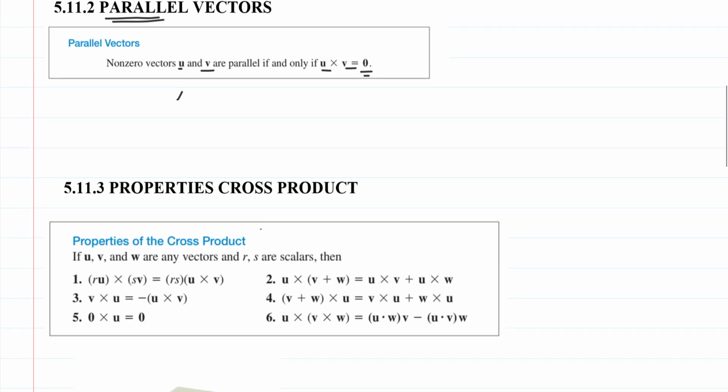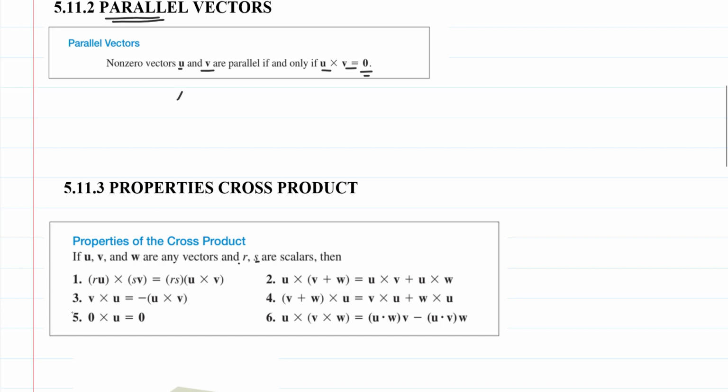So let's say we have three vectors: u, v, and w. And then let's say we have r and s, which we are going to treat as scalar quantities. So we can have the following properties.